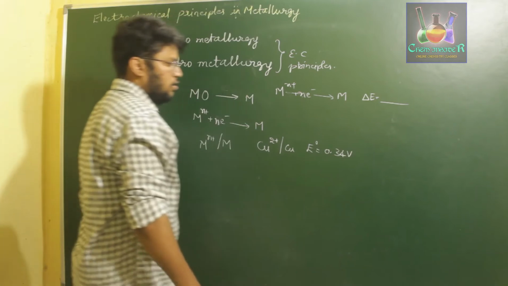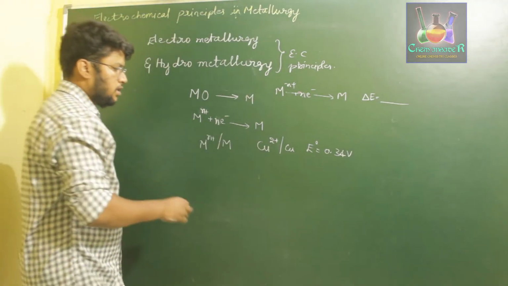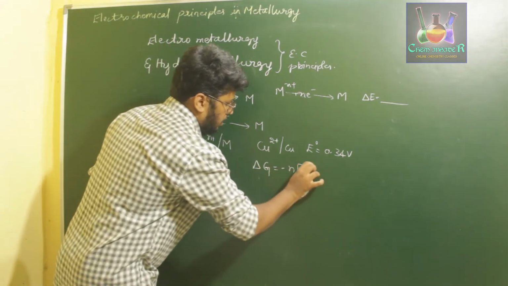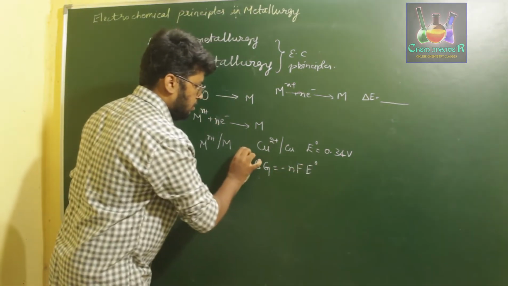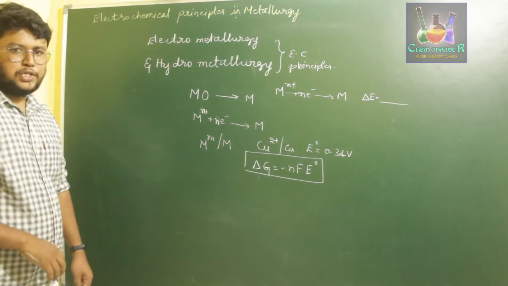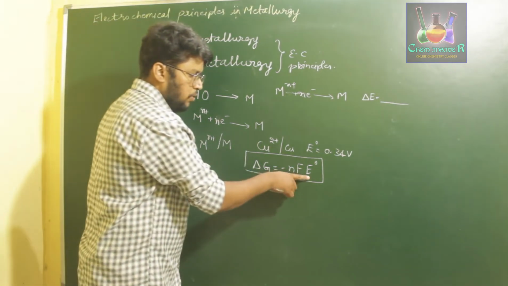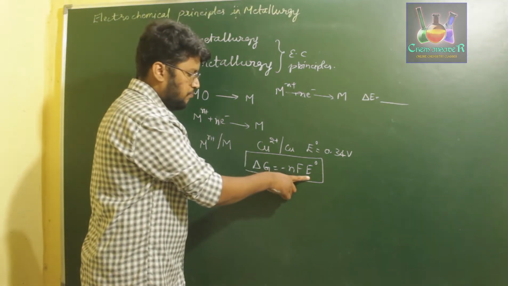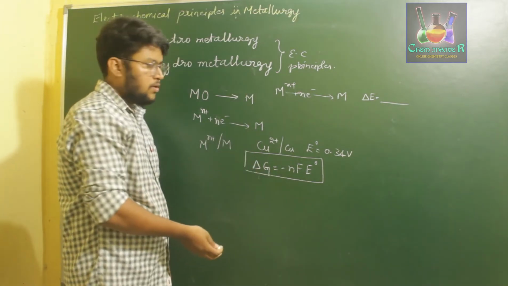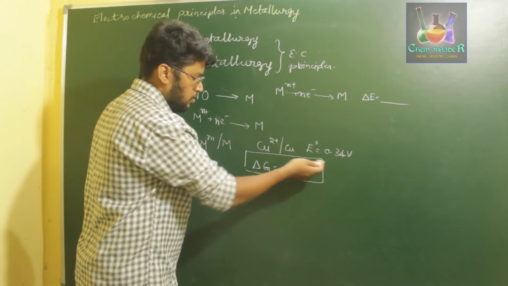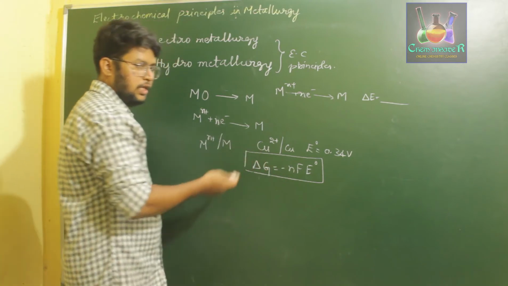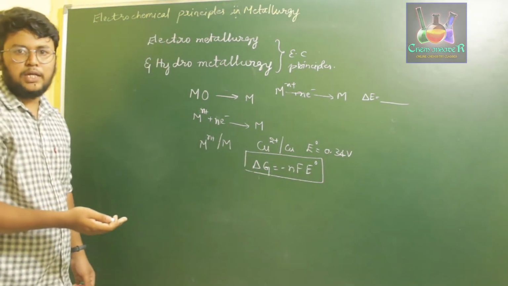If you use this electrode potential for the formation of delta G value, we can say that delta G is equal to minus nFE naught. This is our formula for Gibbs free energy change with respect to electrode potential. The more positive the E naught value, the greater the tendency for our metal ion to get reduced to metal. If the electrode potential value is positive, delta G will be negative. For a reaction, if delta G is negative, we can clearly say that the reaction will be feasible.